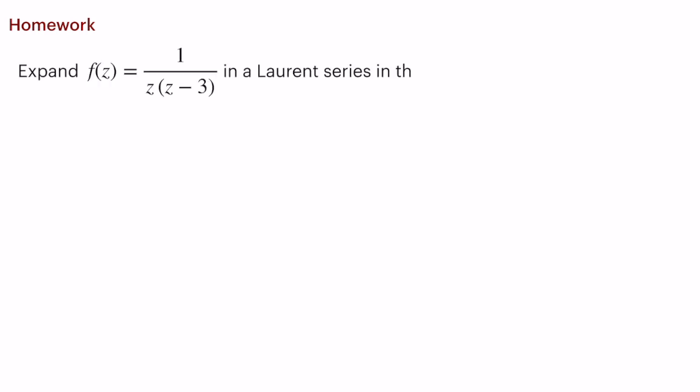Now there is a homework, which is a much easier one. You have to expand the function f of z is equal to 1 by z into z minus 3 in a Laurent series in the circle around z is equal to 0 with the radius 3. Again, I want to emphasize that you don't care whether the function is analytic or non-analytic on the circle, but it should be analytic inside the annular region, and that suffices to have a Laurent series. And you can do this, write it on paper and upload it on VLearn.